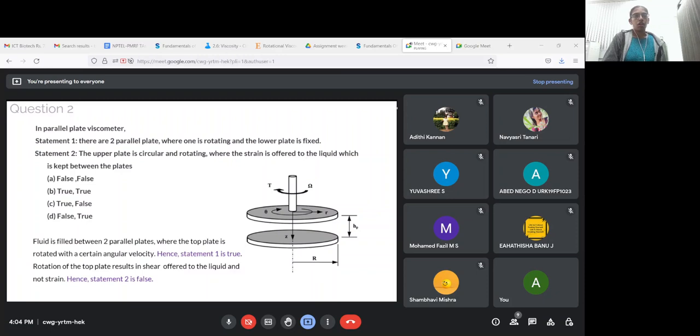So statement 1 is true, whereas statement 2 is false because you're applying shear stress and you're not applying strain. It doesn't make sense to apply strain here. So you're actually applying shear stress, and hence statement 2 is false. So the correct answer to this question is option C. Any doubts so far?